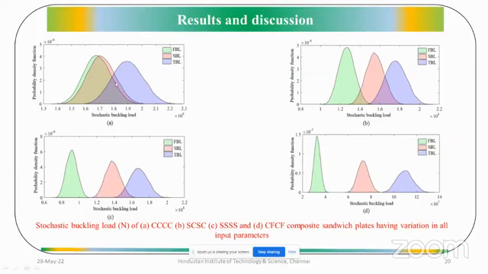So it is important to consider the higher order buckling modes while doing uncertainty quantification and stochastic analysis. This result shows the CCCC and SCSC boundary conditions, where C is for clamped, S for simply supported, and F for free end. In this CFCF case, it is not required to consider the higher order buckling modes, as there is no overlapping zone.